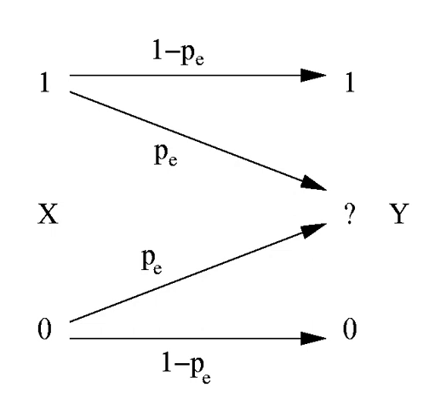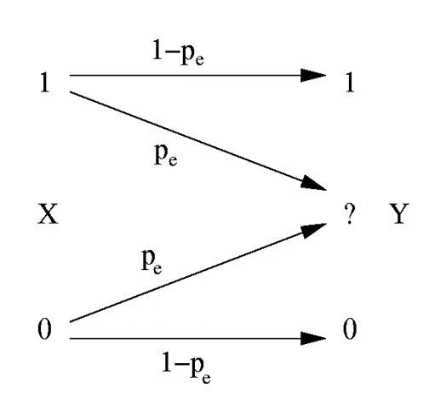A basic property of the mutual information is that I(X;Y) = H(X) − H(X|Y). That is, knowing Y, we can save an average of I(X;Y) bits in encoding X compared to not knowing Y.